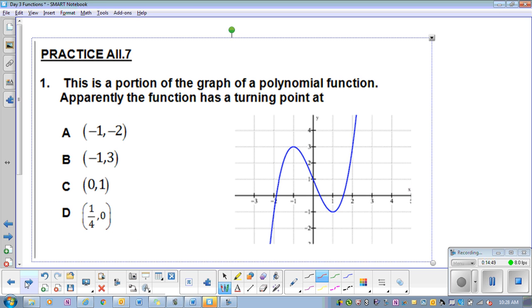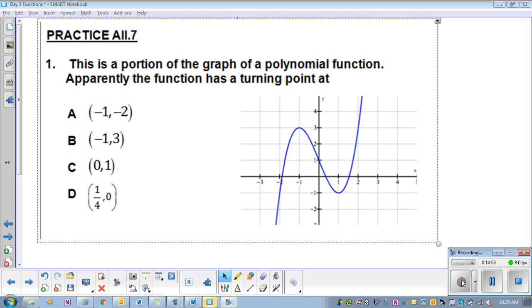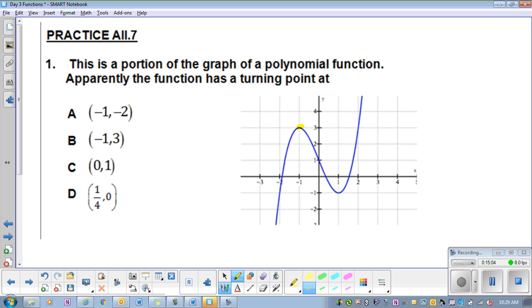All right. So this is a portion of the graph of a polynomial function. Where is a turning point on this function? Where does it turn? So there's a turn here and a turn there. You said B, negative 1, 3. Good. That one works.